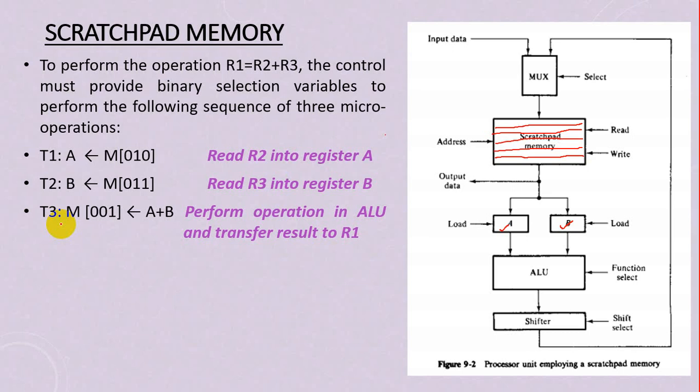So it is slower, even though the complexity is reduced compared to the bus organization. Cost is also lower than the bus organization, but it takes more time, because instead of 1 cycle required in bus organization, it's taking 3 clock cycles. So this is the SCRATCHPAD memory. SCRATCHPAD memory holds different registers. Each cell is treated as a register.